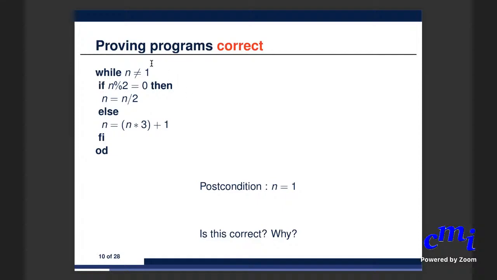Then is there a precondition for which, if it terminates, you can say this is correct? Okay, for which if it terminates, then n is equal to 1. I guess we don't need any precondition, because the only way it terminates is n equal to 1.